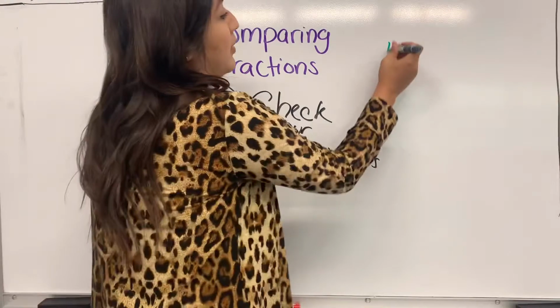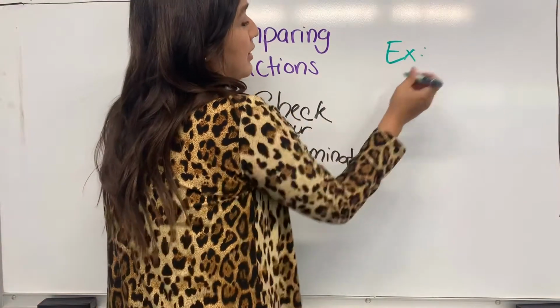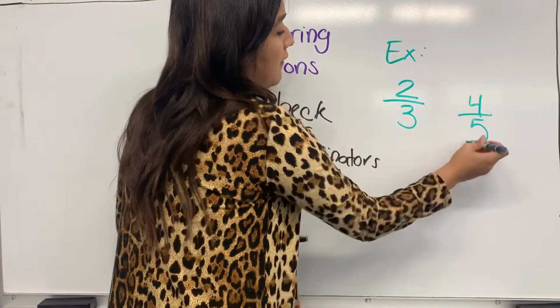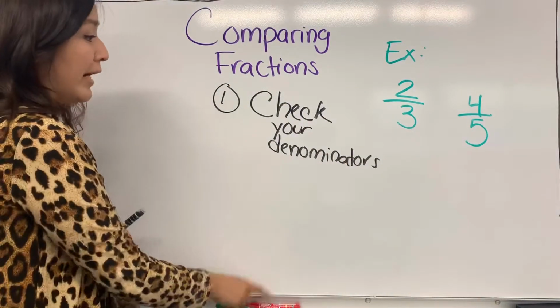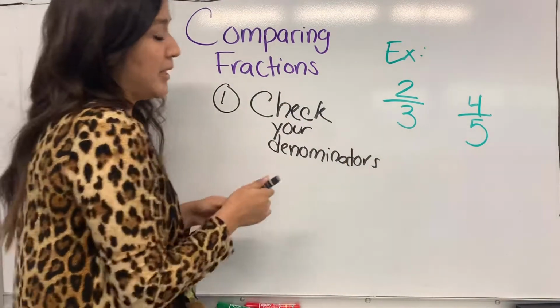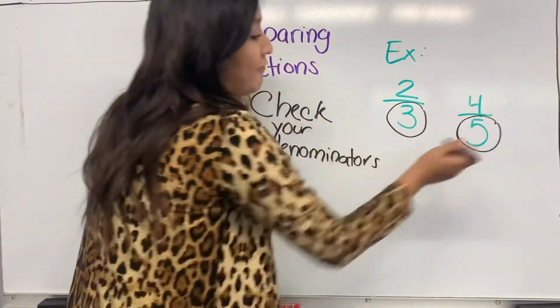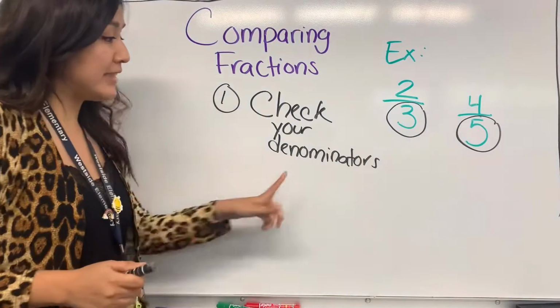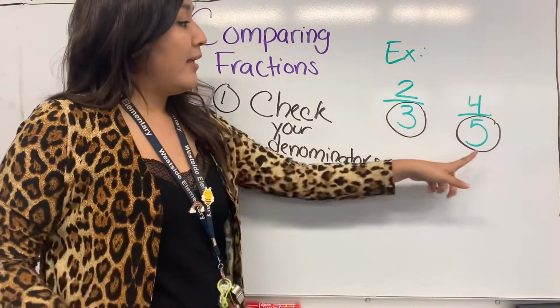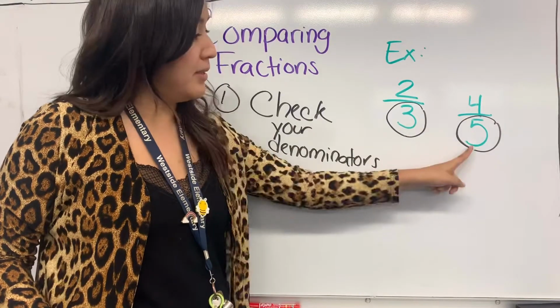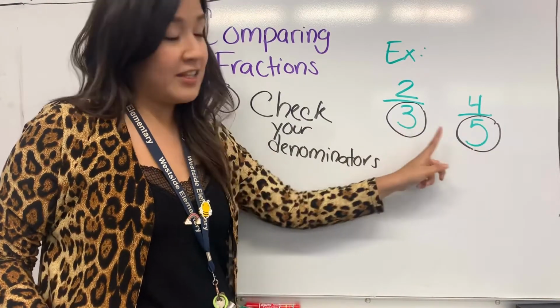My example problem is going to be 2/3 and 4/5. Okay? Where are my denominators? These are my denominators. We have to check if they are the same, okay? If they are not the same, we have to find a common denominator. If they are the same, we don't have to do it.